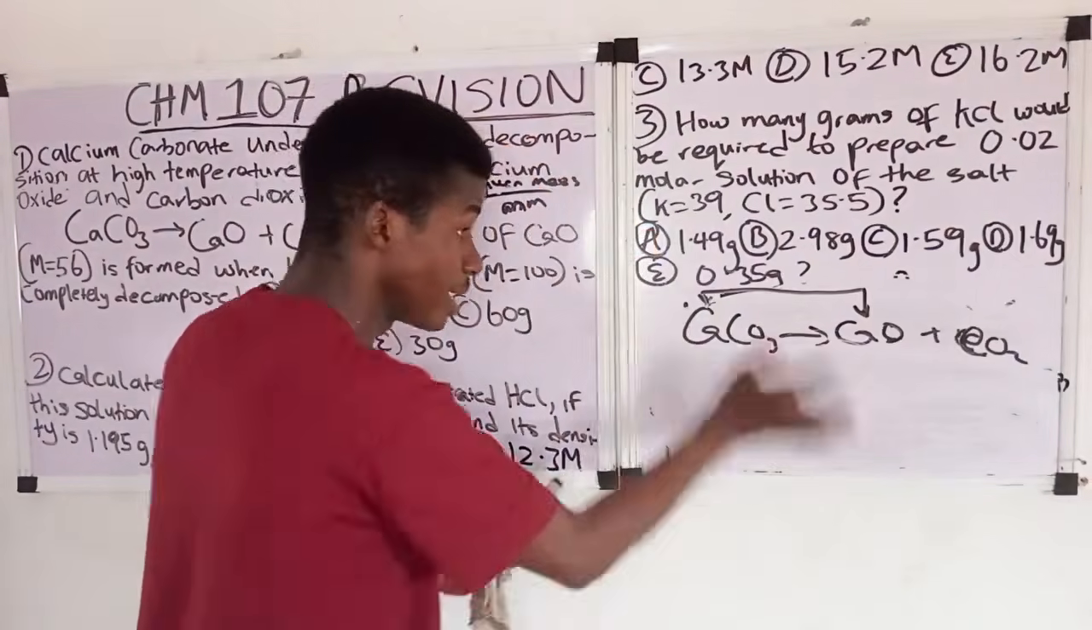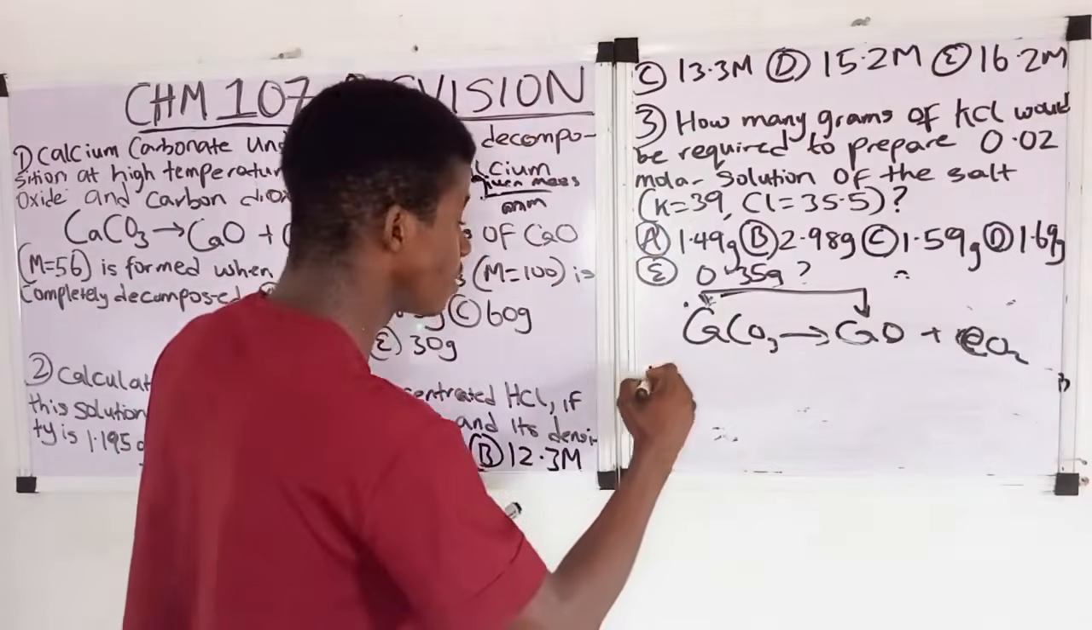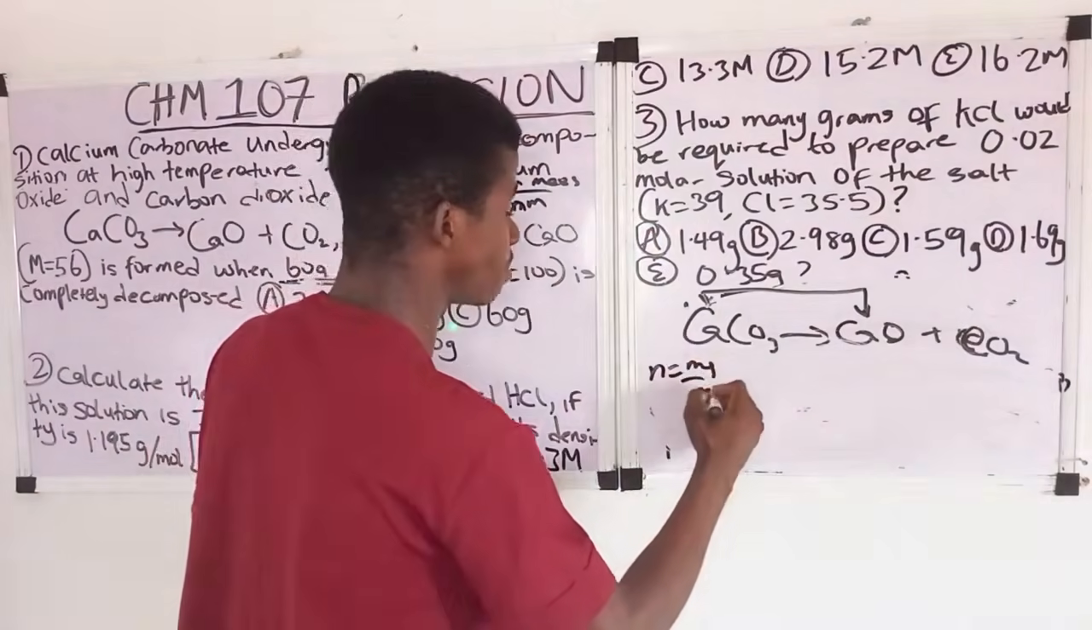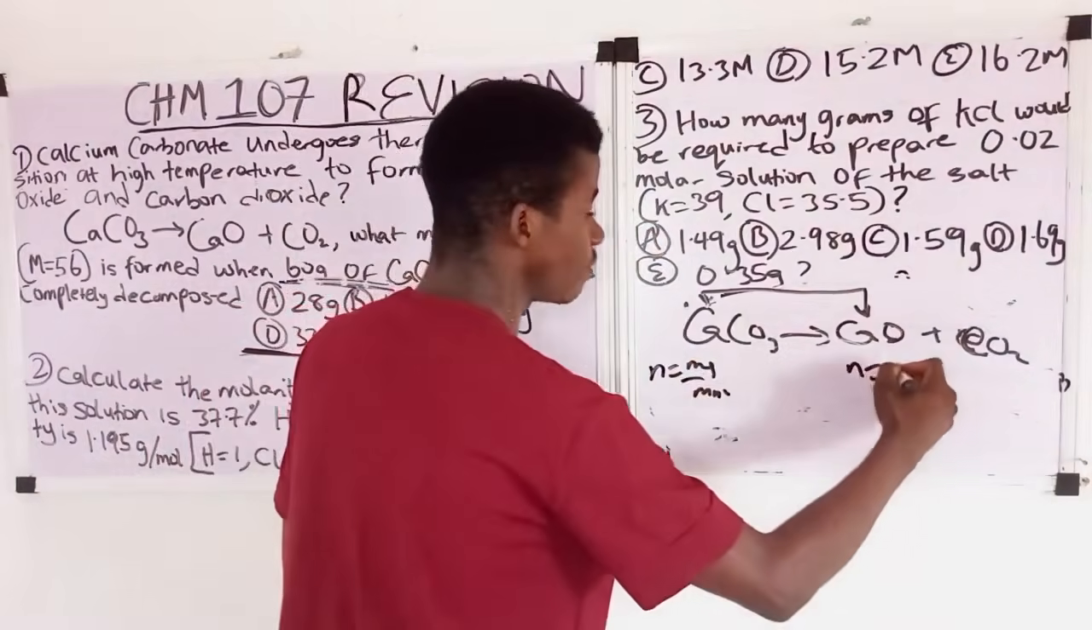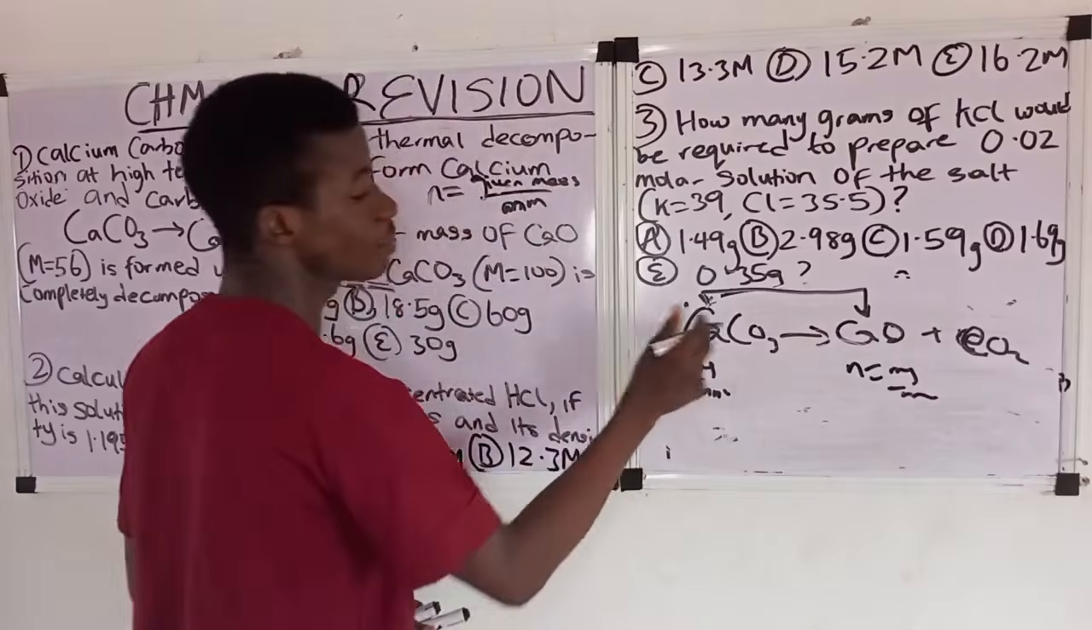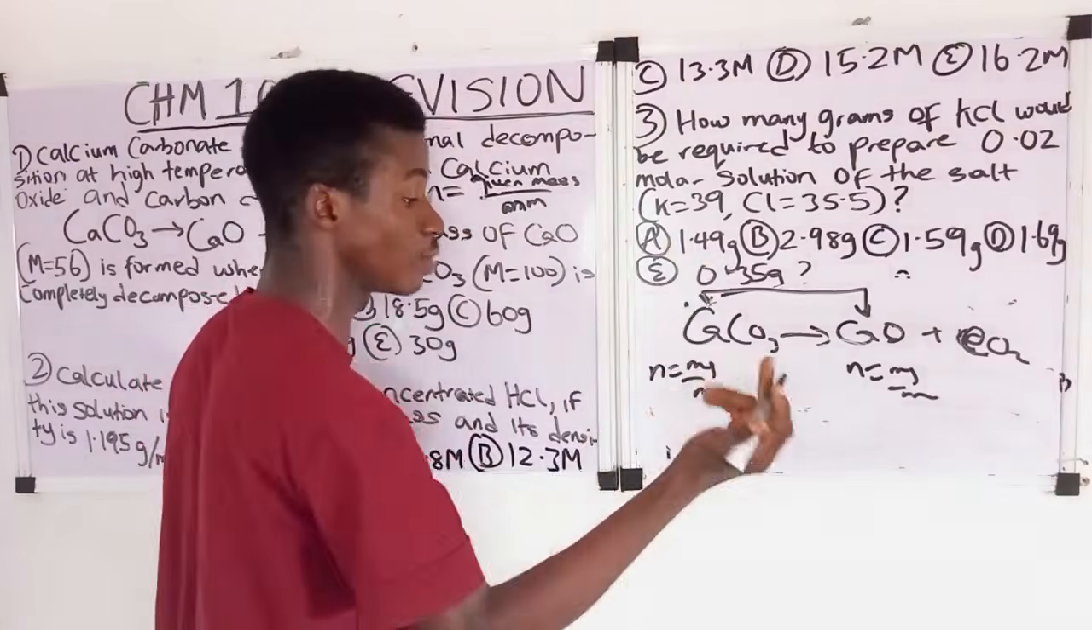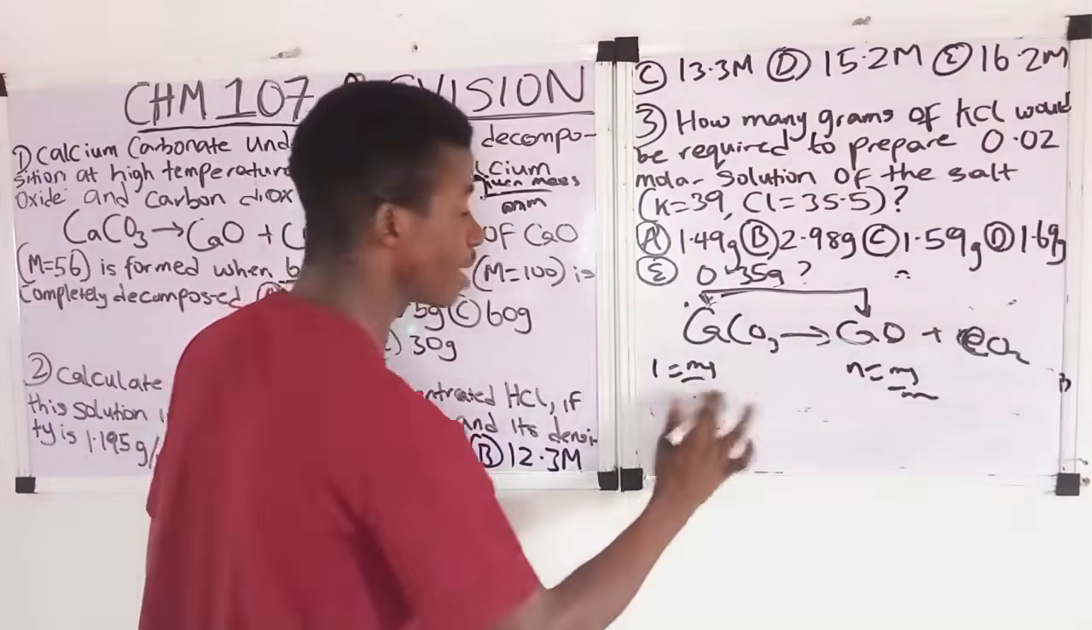has how many moles from the balanced equation? It's just one mole, right? Remember, number of moles equals given mass over molar mass, right? We go to this place, number of moles equals given mass over molar mass, right? Calcium carbonate has how many moles here? It has one mole. The molar mass is what?